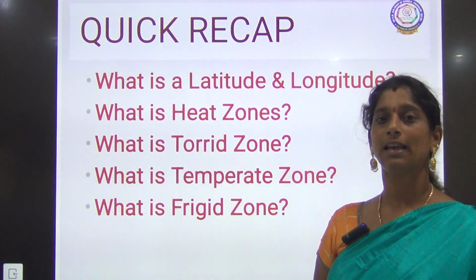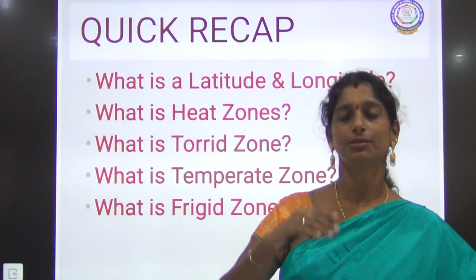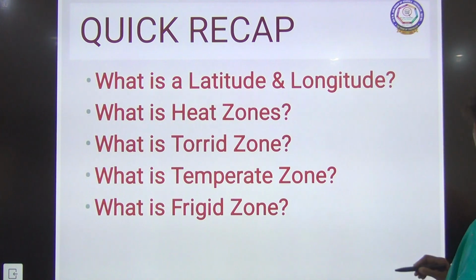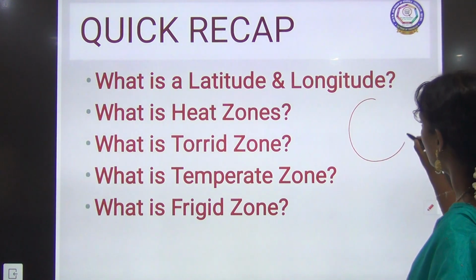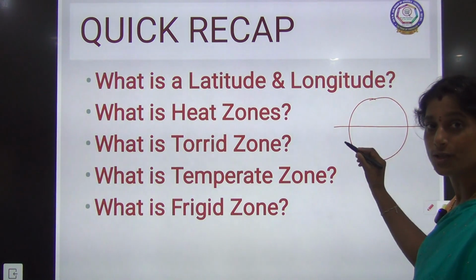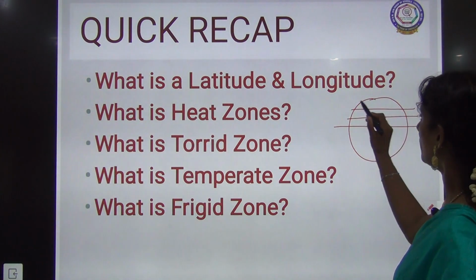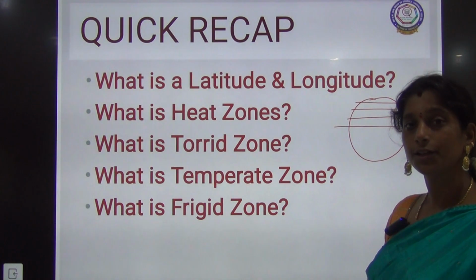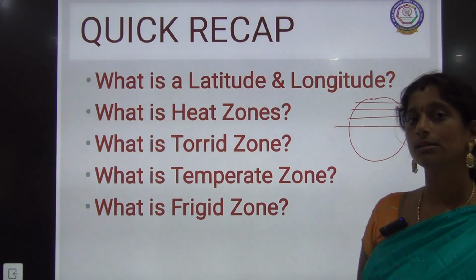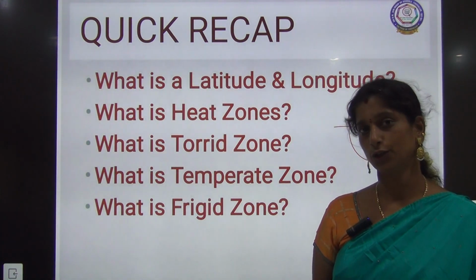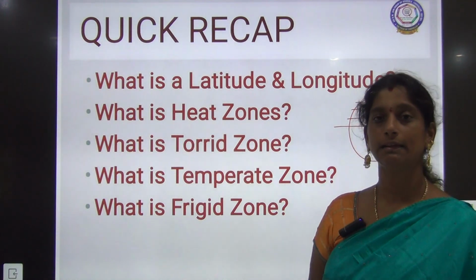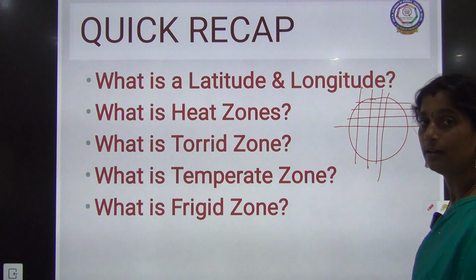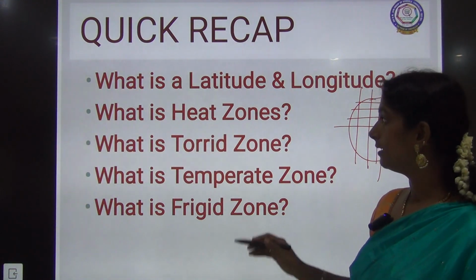Latitude is nothing but the line which is parallel to the equator, clear. Then what is longitude? Longitude is the line which is drawn across the globe in a vertical shape. So, the vertical lines on the globe are longitudes, clear.